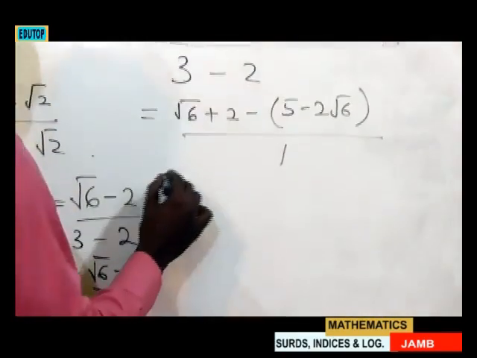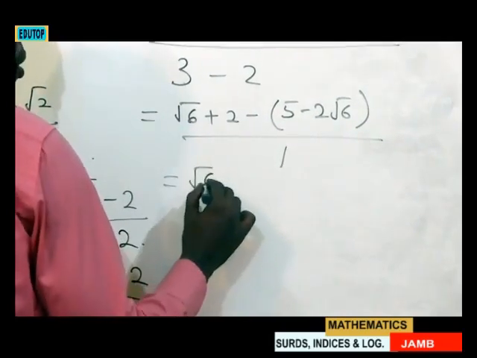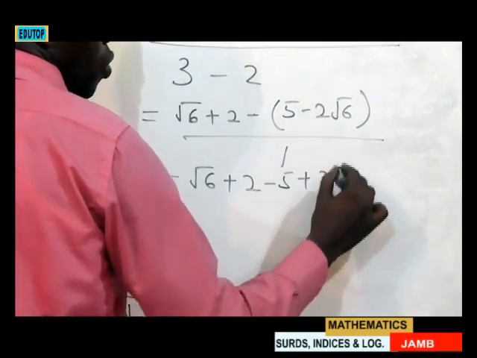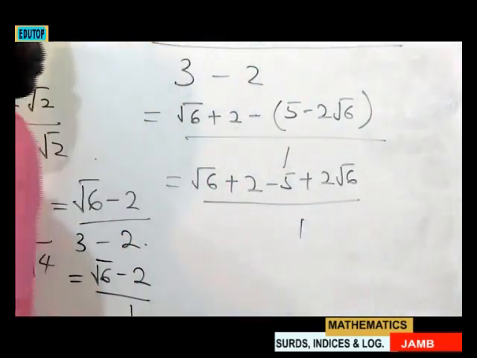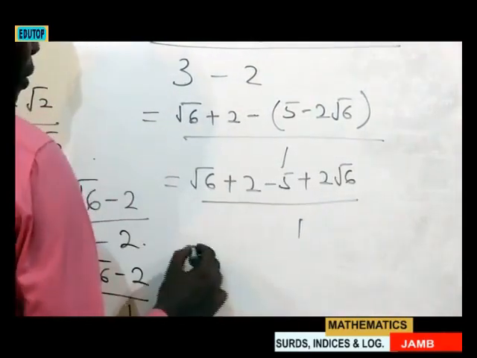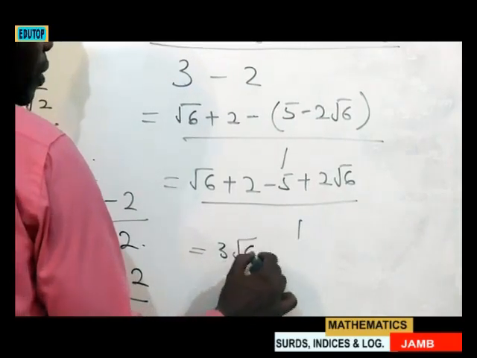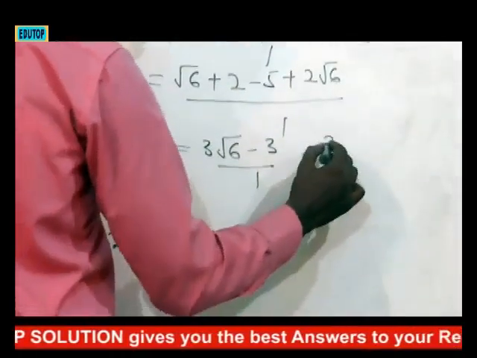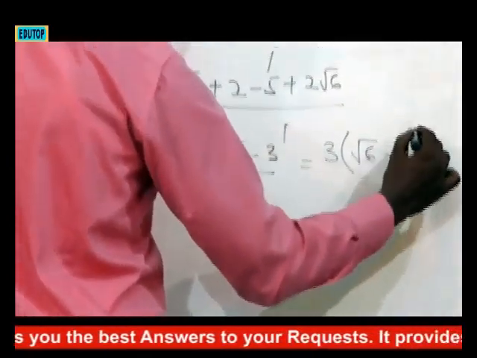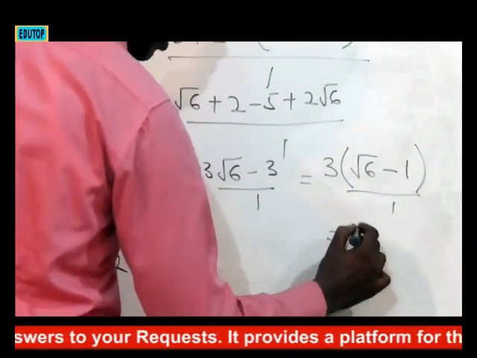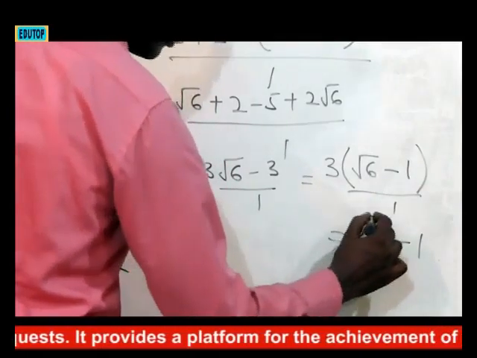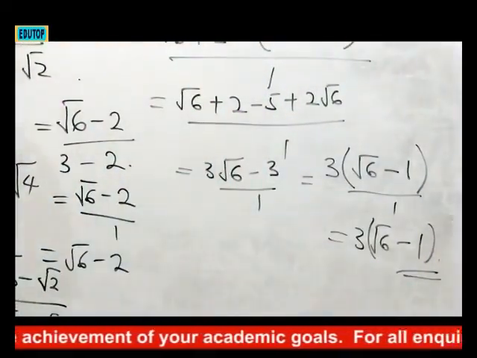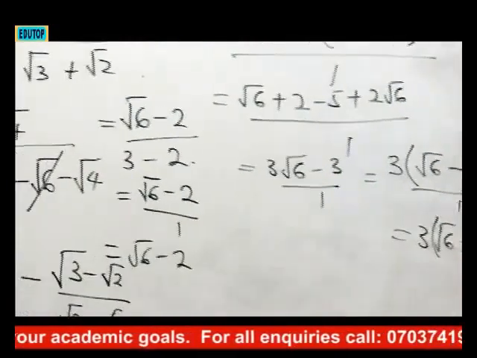1. So I have, let me now open this. I have root 6 plus 2 minus 5 minus 5 minus times this plus 2 root 6, over 1. Then now this plus this, root 6 plus 2 root 6, that is 3 root 6, plus 2 minus 5 minus 3, over 1. Then 3 is common, I can factorize 3 out. Then I have root 6 minus 1, divided by 1. So eventually the answer will definitely be 3 into bracket root 6 minus 1. So I go to my options and see the one that correlates to that. A, no.